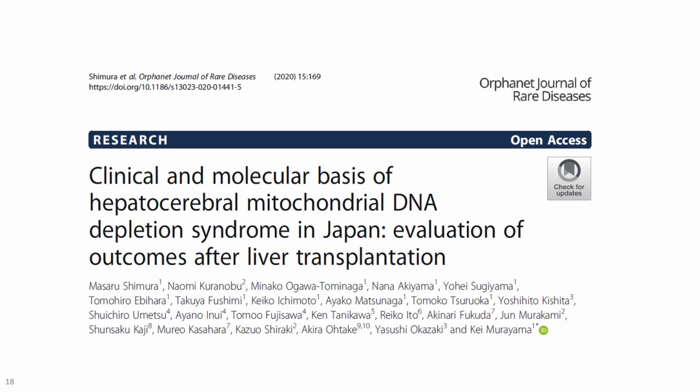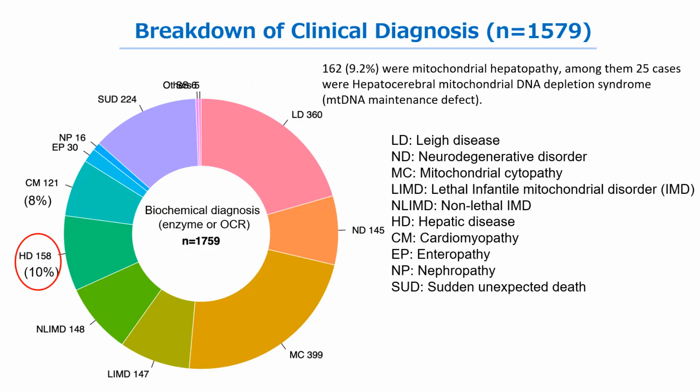Next, I will talk about the mitochondrial hepatopathy. We published the paper of Japanese mitochondrial DNA depletion syndrome and the outcome of liver transplantation in 2020. Again, I show this slide. About 10% were mitochondrial hepatopathy. Among them, about 25 cases were hepatocerebral mitochondrial DNA depletion syndrome.